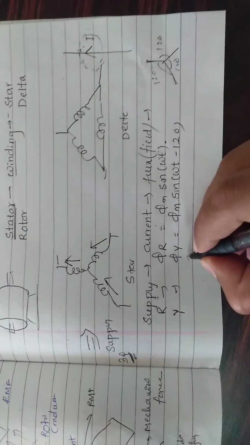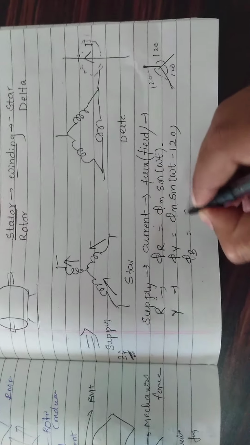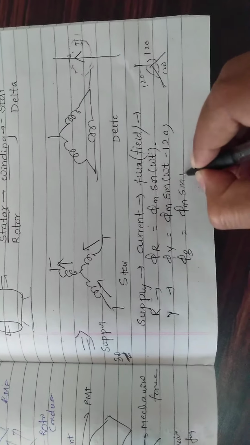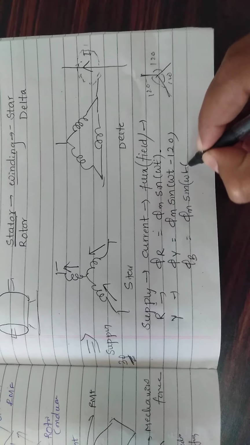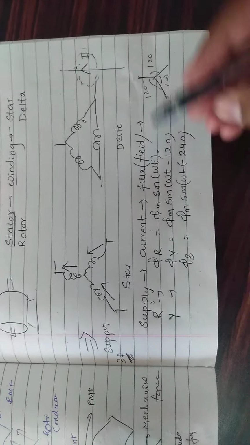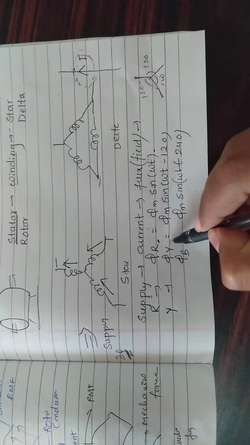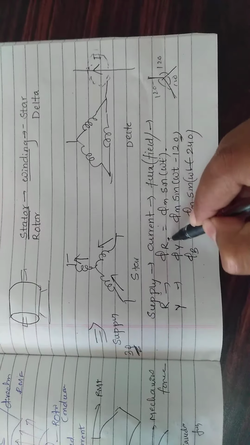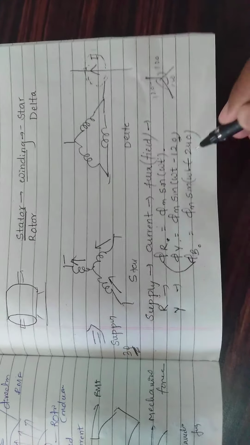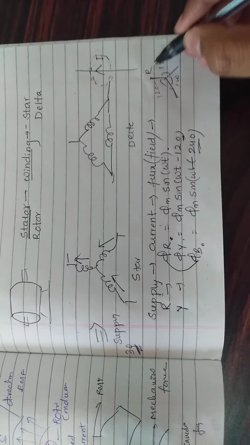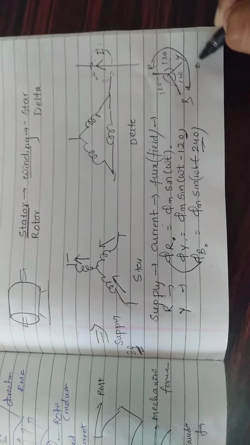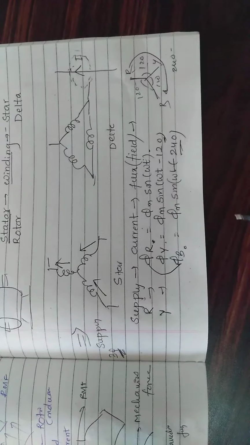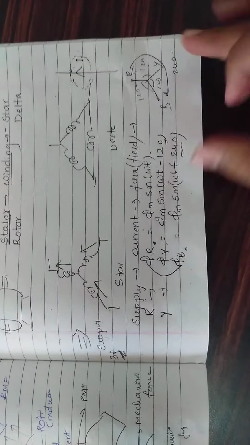Next we have the B winding, phi B, equal to phi M sine omega t minus 240 degree. With reference to R, Y is at 120 degree and B is at 240 degree. Like that we write the flux values of the three phases.